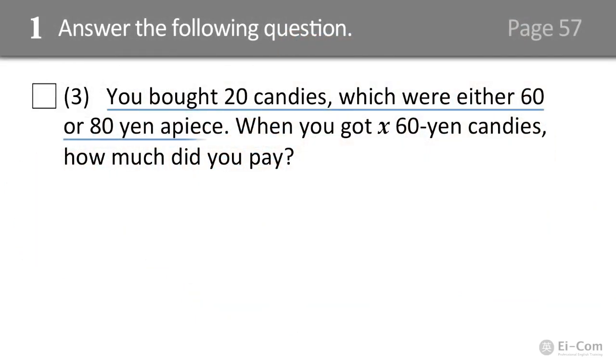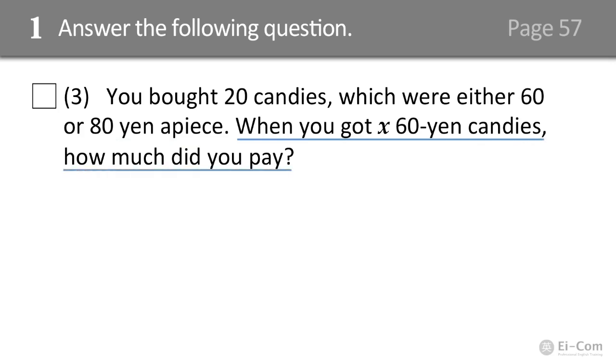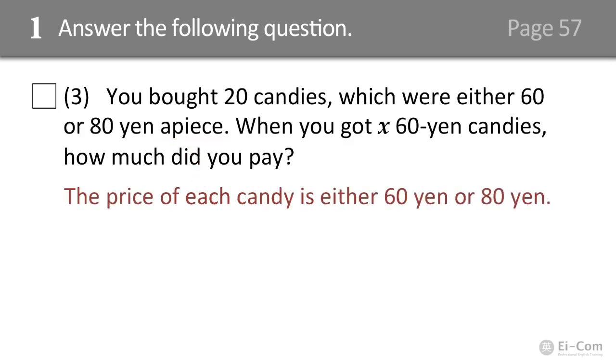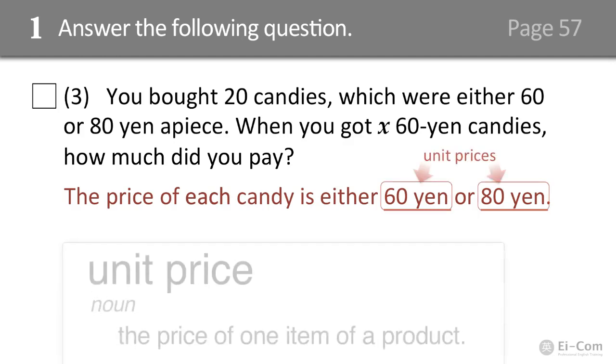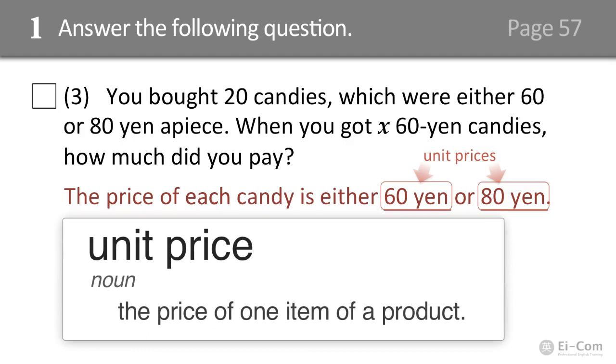You bought 20 candies which were either 60 or 80 yen apiece. When you got X 60 yen candies, how much did you pay? First of all, you must know that the word apiece means each. So, the price of each candy is either 60 yen or 80 yen. These are called unit prices. A unit price is the price of one item of a product.